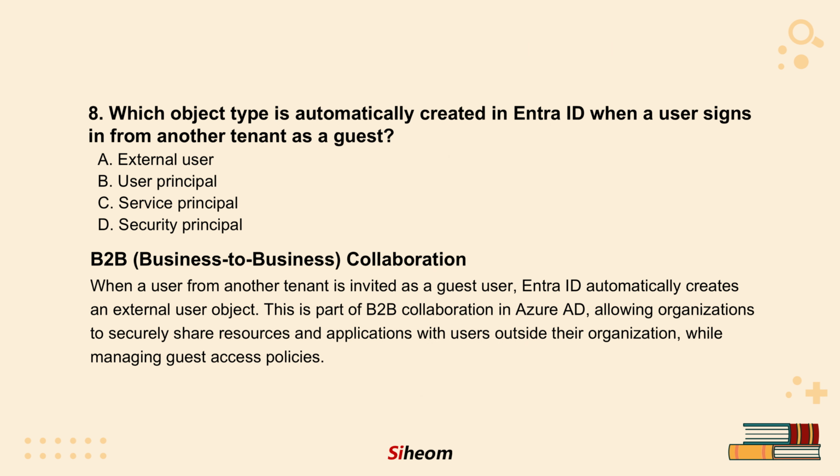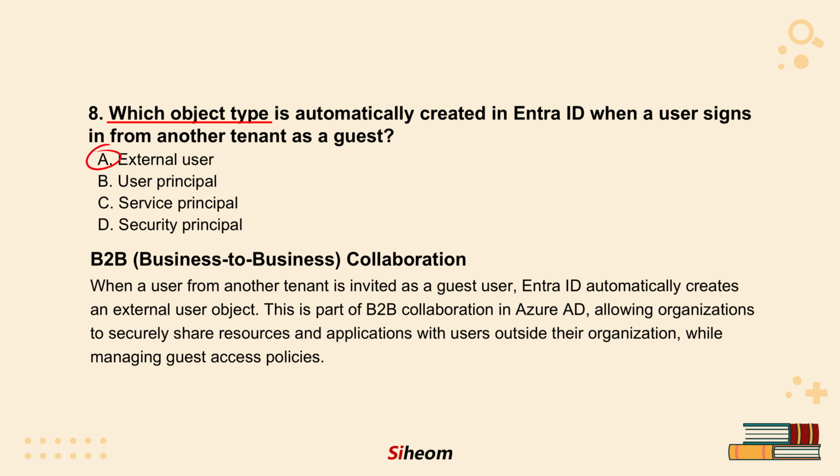Our next question dives into the world of guest users and collaboration. B2B collaboration. Yeah. The scenario is, when someone from another organization's Microsoft Entra ID signs in to collaborate as a guest in your tenant, what specific type of object is automatically created in your Entra ID? Options are A, external user, B, user principal, C, service principal, and D, security principal. What do we call these digital collaborators from outside? The correct answer is A, external user.